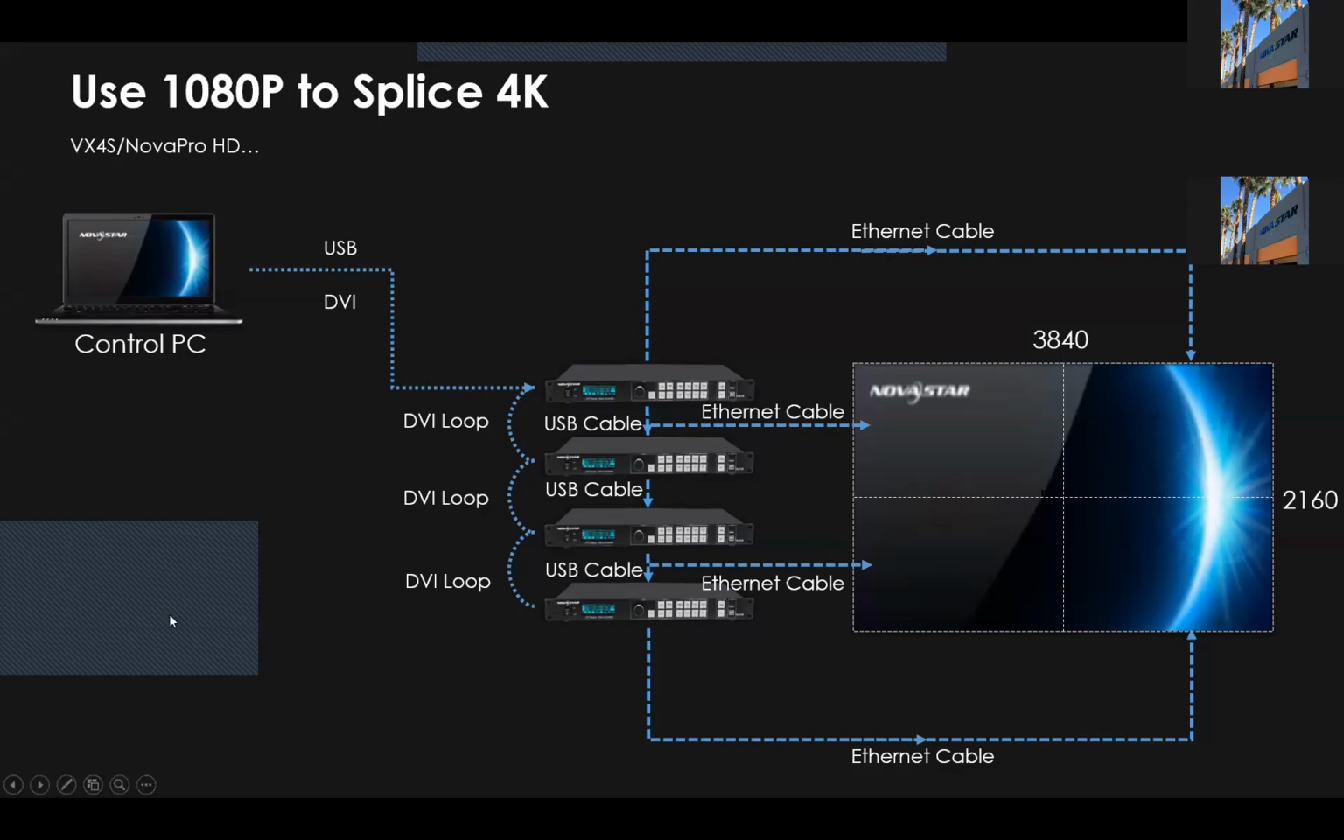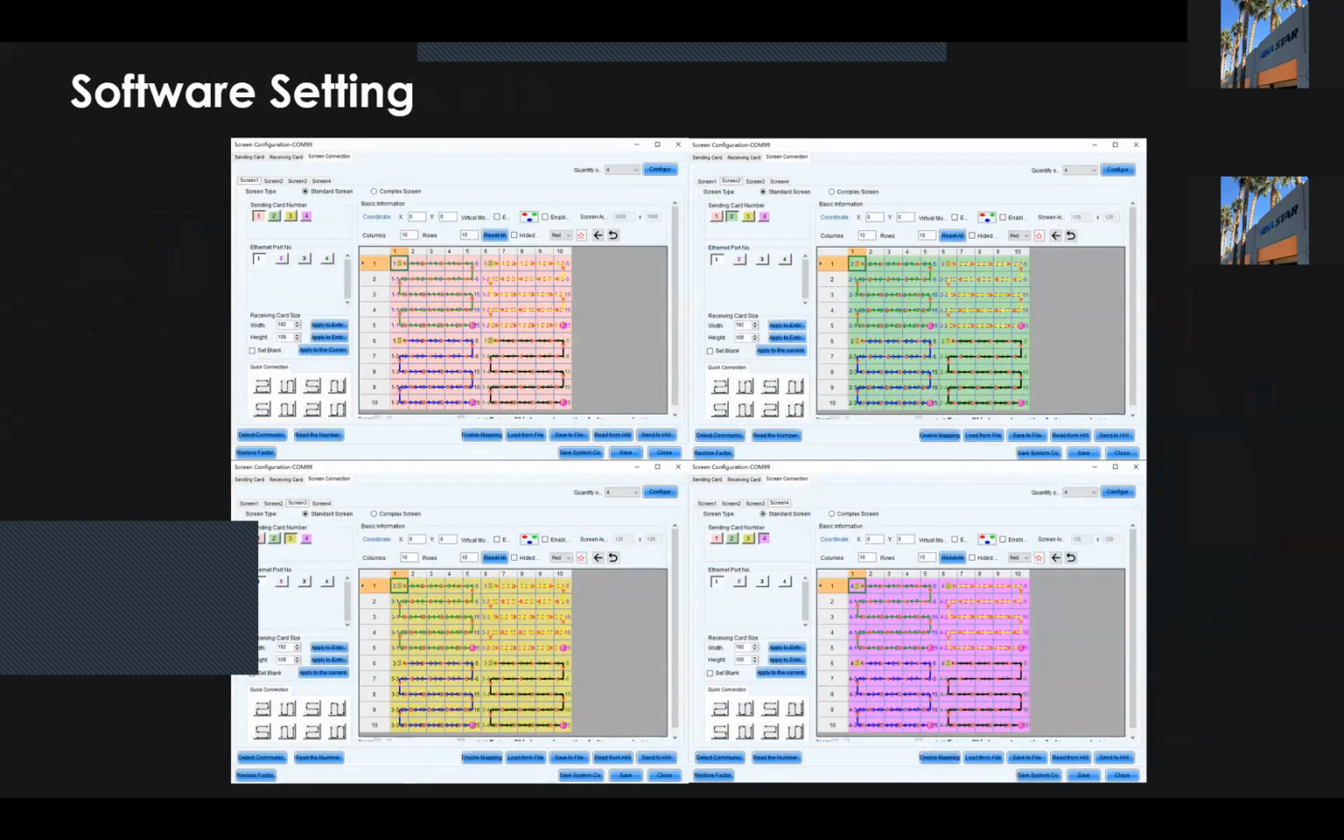Just the difference is this part doesn't have the 4K video processor. And let's say still we need to do the software settings. All right. For the all-in-one controller, it's really the same as the pure controller. All the things is the same, just like the sending card part, receiving card part, and screen connection part. You won't find anything different.